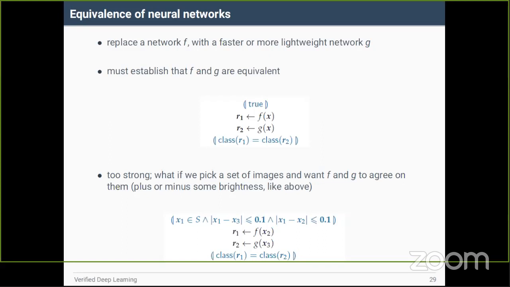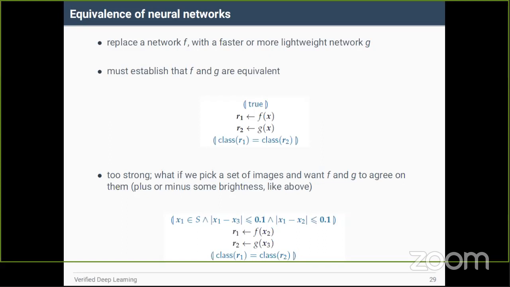So here is what we do. We pick a set S, and we pick some x1 in that set. Suppose we have picked an image x1 in this set of images on which we want F and G to agree. But they need not agree on exactly that image. Also if those images are made brighter or darker by some 10%, not more than that.